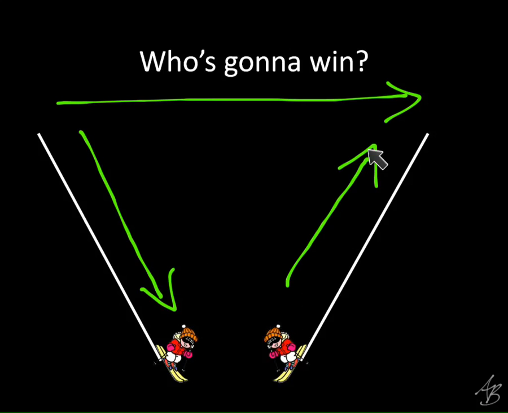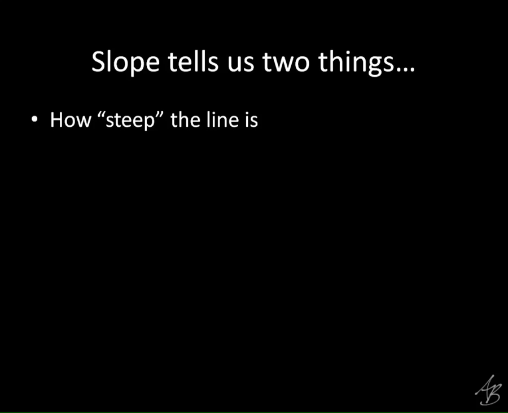If you go from left to right, you go up, that's positive. All right. And so the slope is going to tell us two things. It's going to tell us how steep the line is, and it's also going to tell which direction the line goes. So even when they have the same steepness, they might be going in different directions. So we have to take that into account.